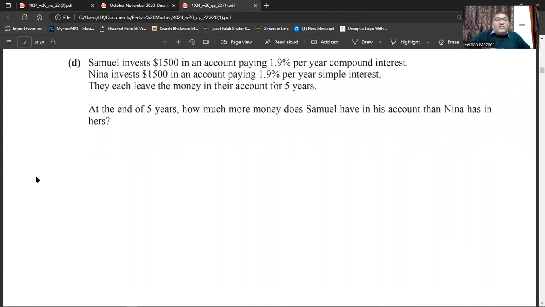So there are two schemes. One person is Samuel, the other is Nina. The principal amount they invested is $1,500, and the rate of interest in both the schemes is 1.9% per year. The time is 5 years for both the schemes. In the case of Samuel, it is compound interest, and in the case of Nina, it is simple interest.